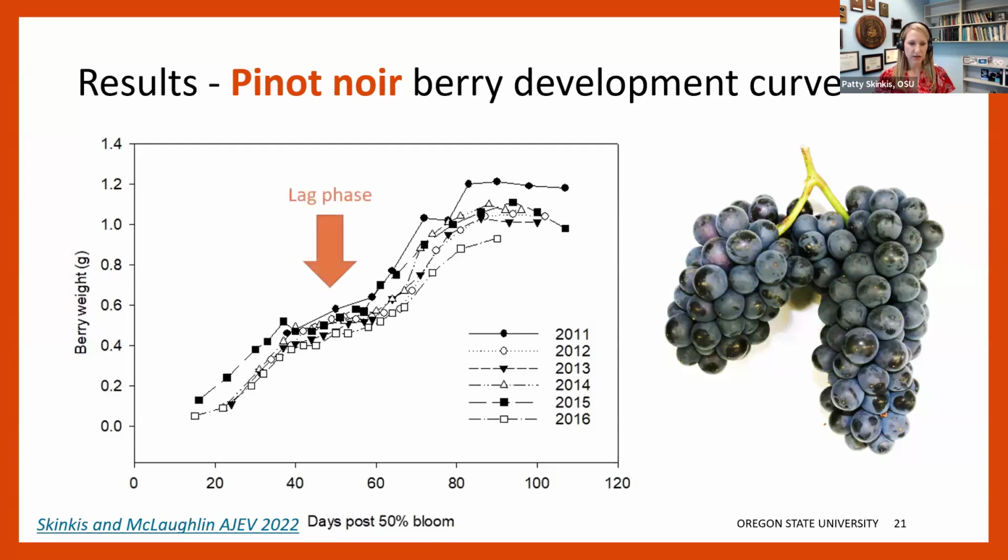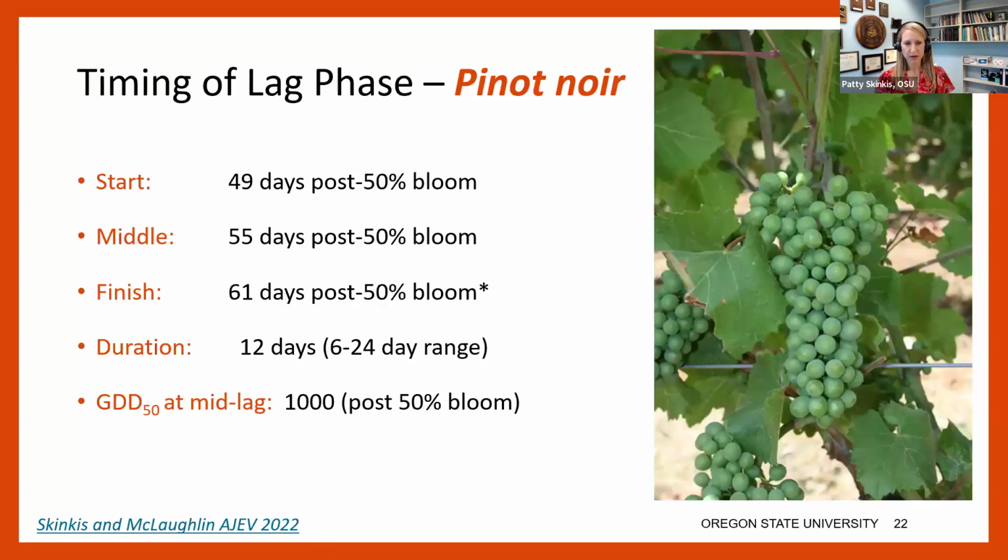And this is the lag phase. This double sigmoidal curve is not as perfect as the textbook depiction, but we see that there is a lag phase that occurs, looking here between days 40 and 60. We quantified that more specifically, and it's pretty conserved between some of the coolest growing seasons and some of the hottest. 2011 was our coolest, 2015 was our hottest, and we can see that it falls on a very similar trajectory in day count post bloom.